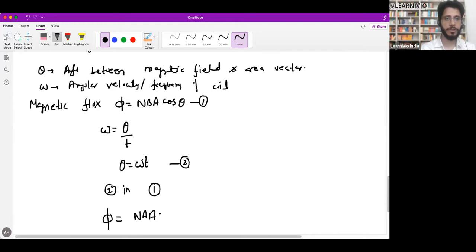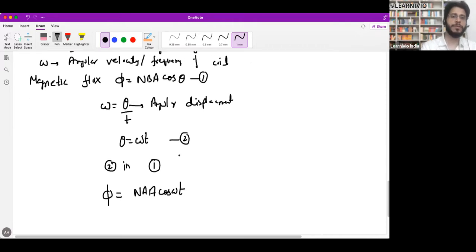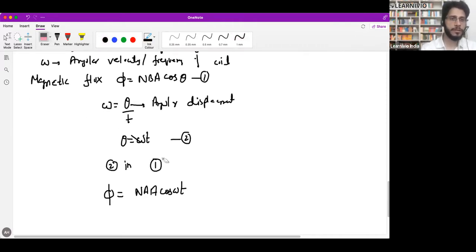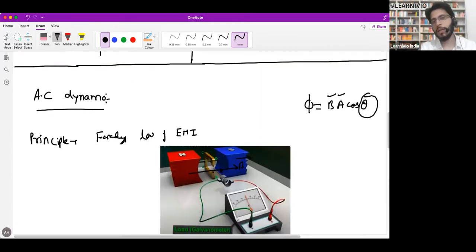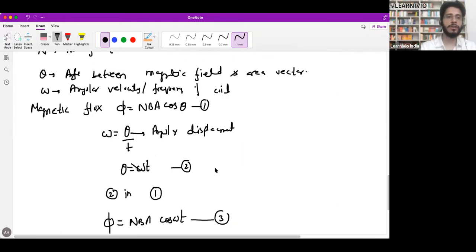This is NBA. Yes, Abdullah, that theta is angular displacement. Angle and angular displacement are the same thing here. In mechanics, we call this angular displacement, which is basically nothing but an angle. So this is it, NBA cos theta. This is the flux linked with this coil, which is rotating in between these two magnets.